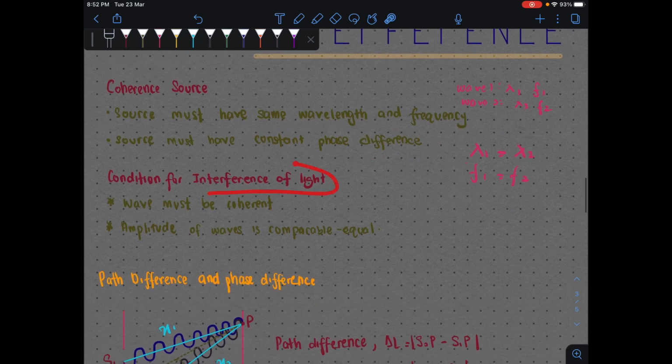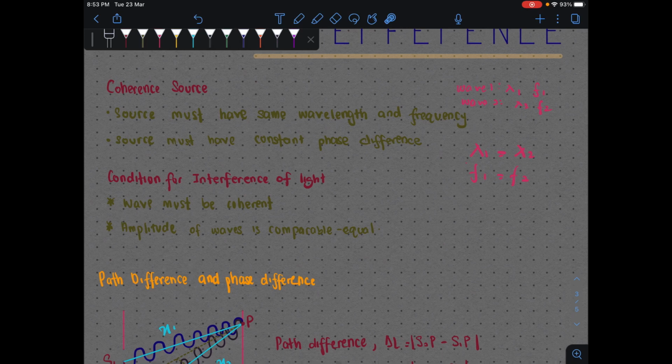Okay, next adalah condition of interference of light. Dalam syllabus kita, the interference of light must obey these two conditions. The first one adalah the waves must be coherent and the amplitudes of the waves are comparable, equal. Okay, waves must be coherent maksudnya kita berbalik ke sini. Kita punya syllabus, when the light interferes, syaratnya adalah mereka punya source must have the same wavelength, same frequency and must have constant phase difference. Itu adalah condition for interference of the light.